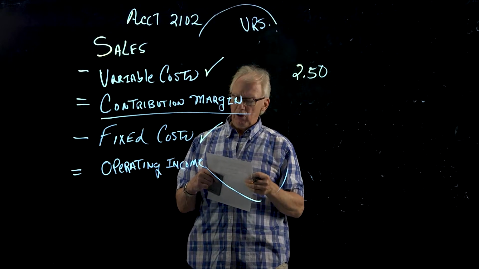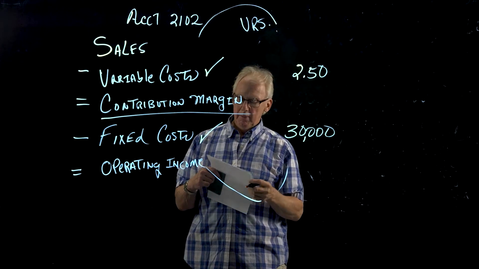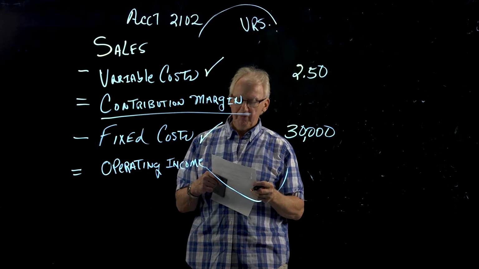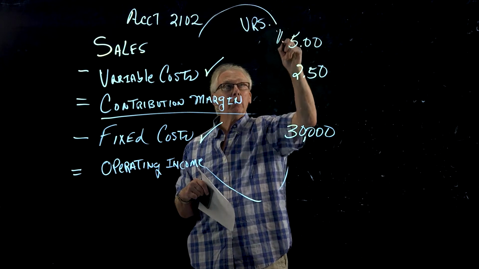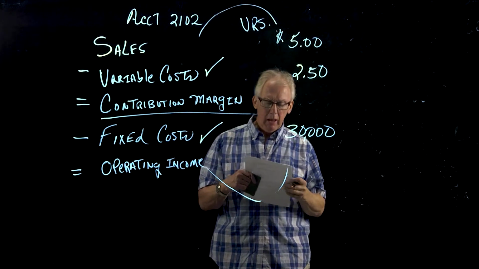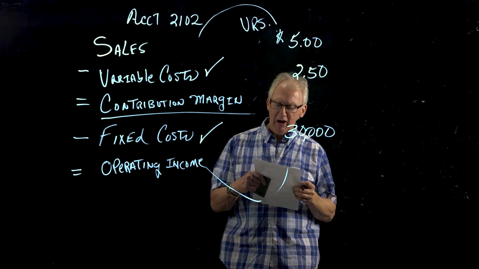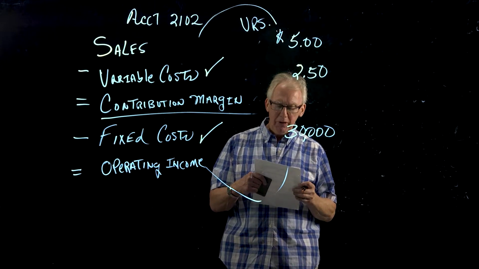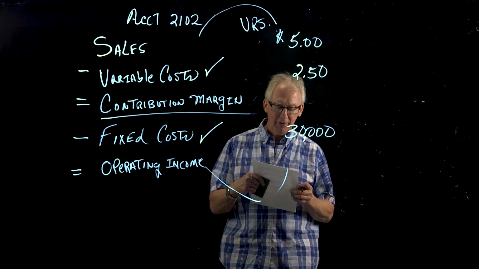The company's fixed costs are $30,000. The product is sold for $5 a unit. And the company desires to earn a target profit of $20,000. What amount of sales will be necessary to earn the desired profit?